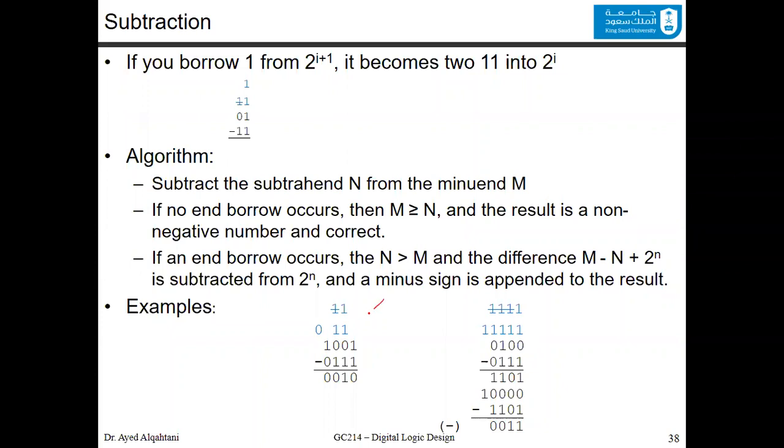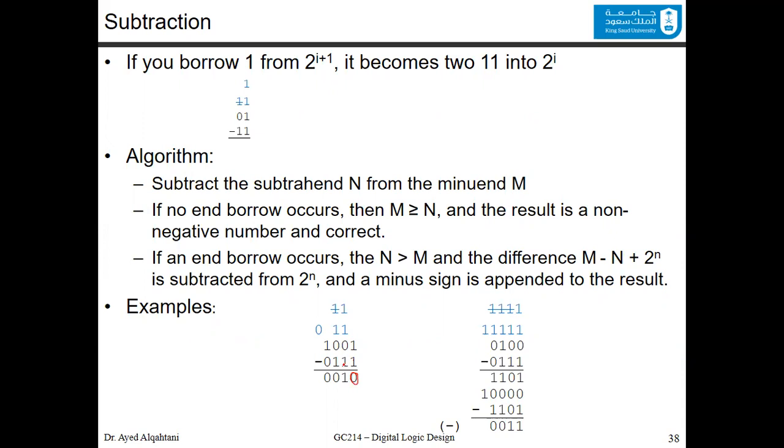To explain this in an example, let's say the first case, you want to subtract this number from this number. You can see that this is 9 minus 7. So the result should be 2. To do the subtraction, you will subtract 1. 1 subtracted from 1 is 0. Okay, this has no problem, and we don't need to borrow. This is 0 subtracted from 1.